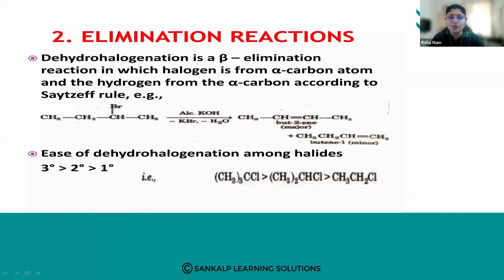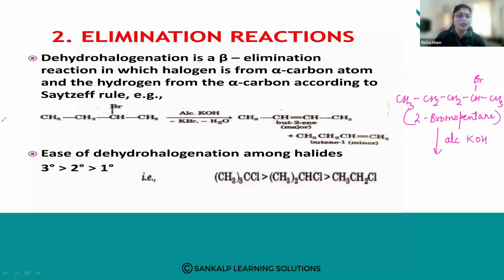Now one more example, and you have to tell me the answer. Suppose CH3, CH2, CH2, CH, Br and CH3. What is this molecule? It is 2-bromopentane, 1, 2, 3, 4, 5. Now, if I react it with alcoholic KOH, can you tell me the preferred product obtained? This is the alpha carbon, this is a beta carbon, and this is also a beta carbon.